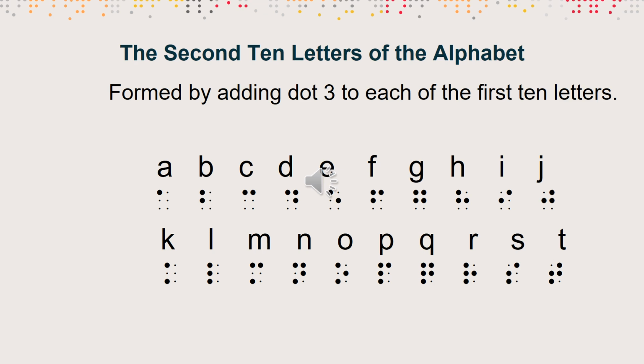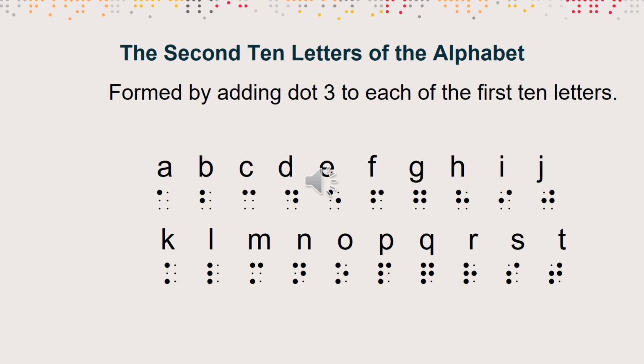Let's move on to our second 10 letters. The letters K to T are formed by adding 3 to each of the first 10 letters. Adding 3 to letter A gives us the letter K. Adding 3 to B is letter L. Letter M is from C added with 3.